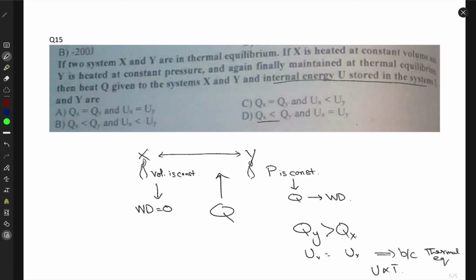So this is Qx is less than Qy and internal energy is same. So the correct option is option D.